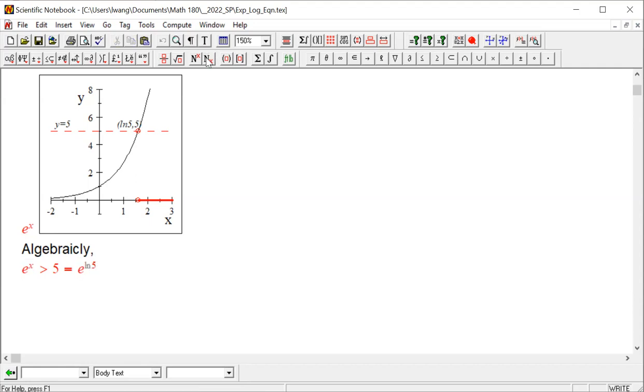So let me write down the increasing function definition. The increasing function definition basically says, well, f of x sub 1 is less than f of x sub 2, if this is true for an increasing function, it basically means that x sub 1 is less than x sub 2.